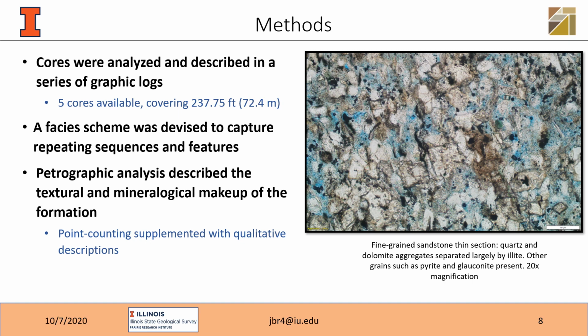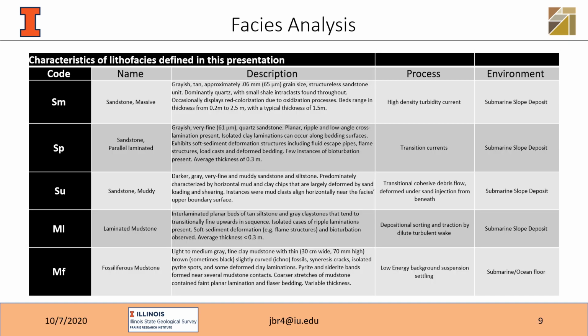Finally, thin sections of the core were taken and the formation underwent point counting to pinpoint the chemical makeup of the sandstone for diagenetic purposes. The goal of this work was to describe the Carper sandstone in a sediment gravity flow framework and discuss the implications for reservoir quality. So now to dig into the results a little bit.